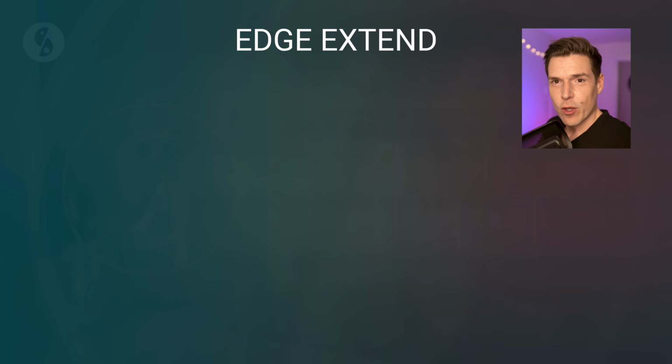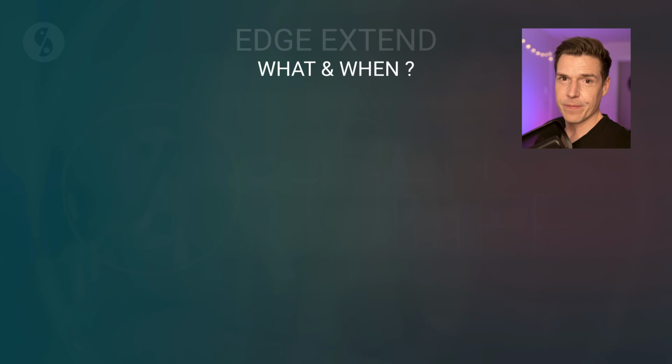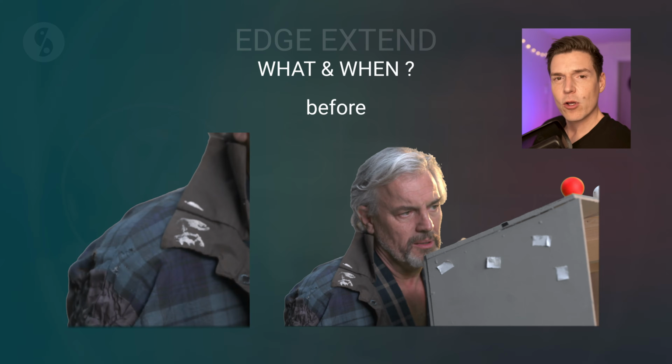Edge extend. What is it and when do we use it? I would think most of us were confronted with the following problem before. We pull a key, copy the alpha into our despilled plate, and after the premult, we end up with a bright or dark edge, mostly in semi-transparent regions. Or we apply a rotomat to our plate to extract an object or person from a plate without a green or blue screen present, and the adjacent plate pixels still poke through our semi-transparent edges.